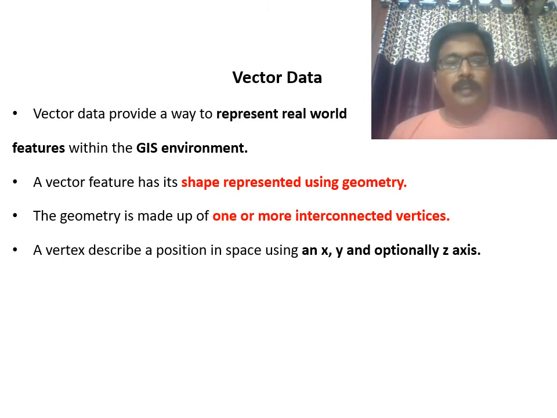So in the vector data model, all the features of the earth are represented either as points or lines or polygons, which is also called the regions. And the high level objects in the vector data format are the TINs, which is the triangulated irregular networks.